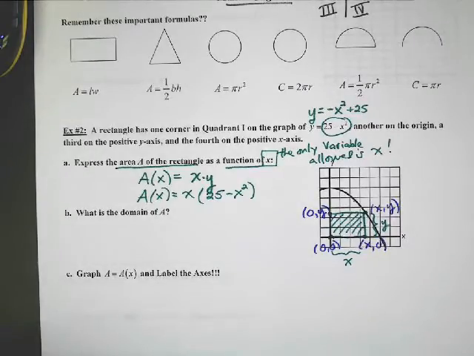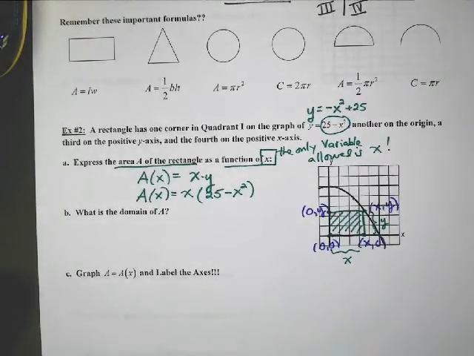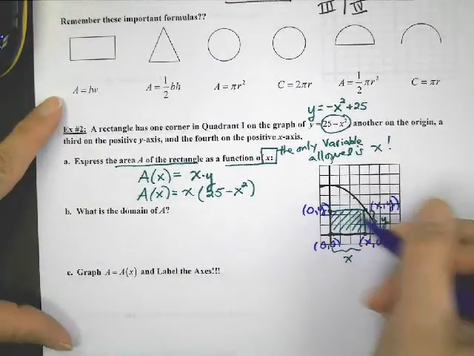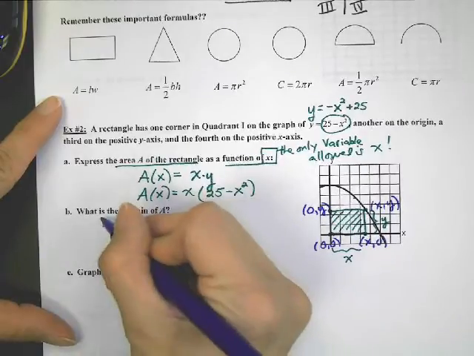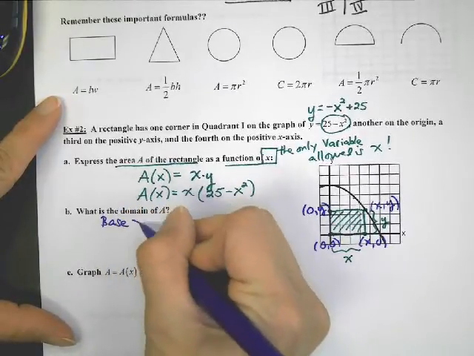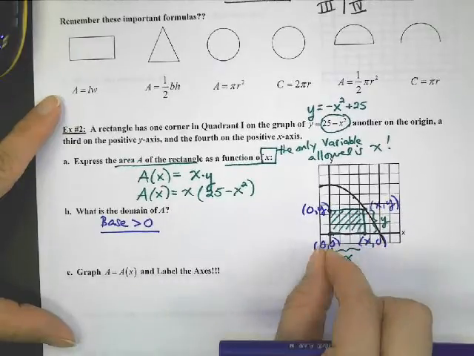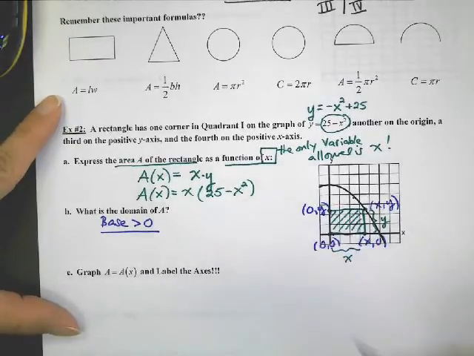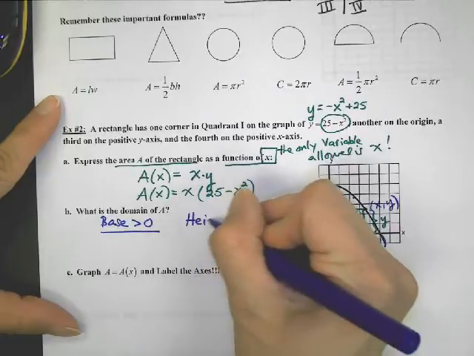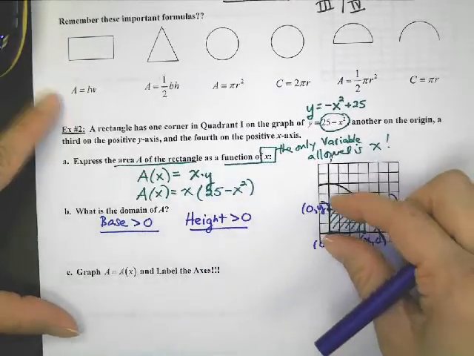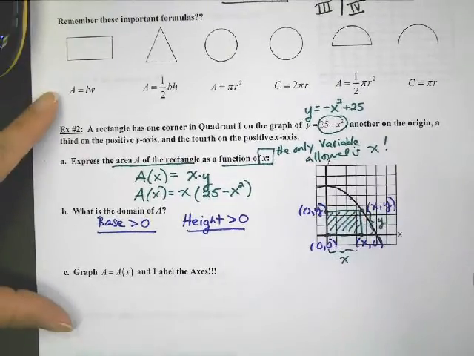What is the domain? All right, this one's going to be a little different. So what we're going to do here is for this rectangle to exist, you want the base to be more than nothing. You want the base to exist. If the base was 0, it wouldn't be a rectangle. Similarly, you want the height to be more than nothing. You have to have a height more than 0, otherwise it won't be a rectangle.